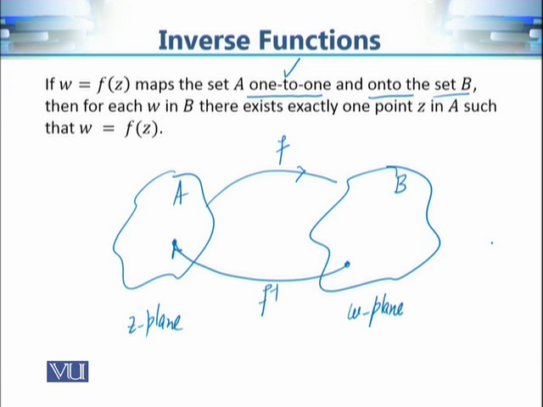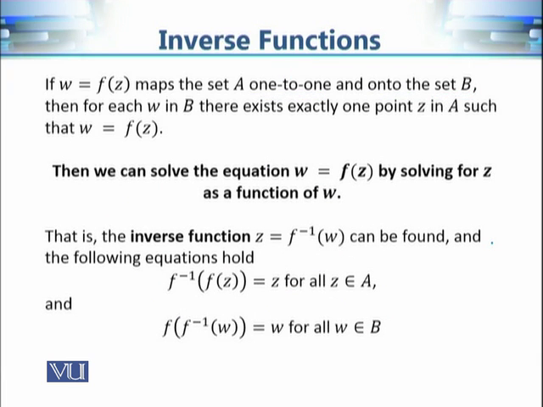How to calculate that inverse function? So let's see. If we are given W is equal to f of Z, then we try to solve for Z in terms of W. And we can do that because the function is one-to-one and onto, and when we calculate that, we call it the inverse function. Z is equal to f inverse of W.